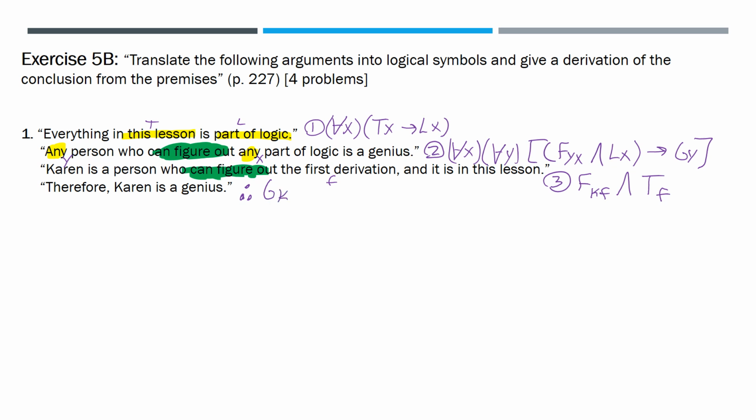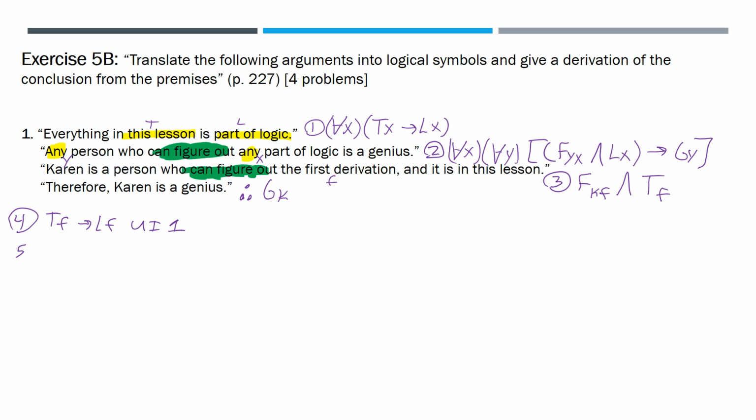For line 4, we should do some universal instantiation of line 1. The question is, what should we substitute for x? And it's going to have to be this first derivation, right? So it will be lowercase f. So we'll say Tf arrow Lf by the universal instantiation from line 1.